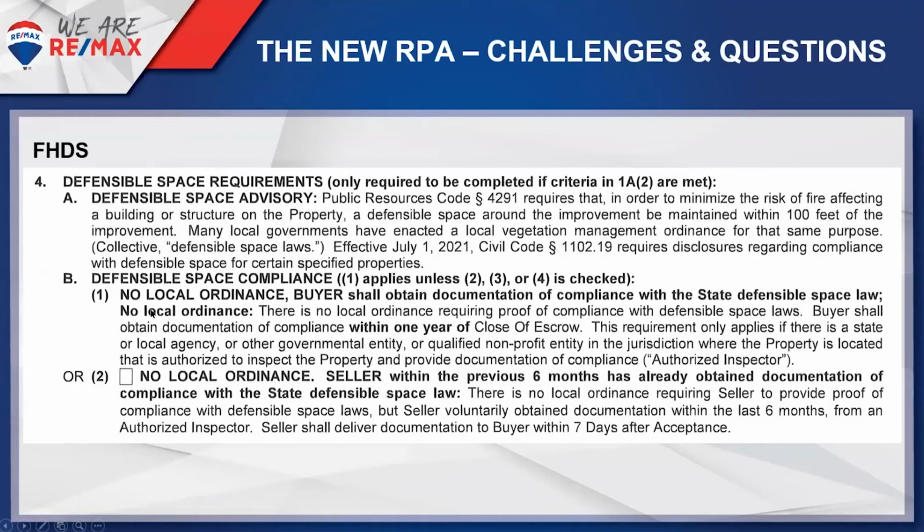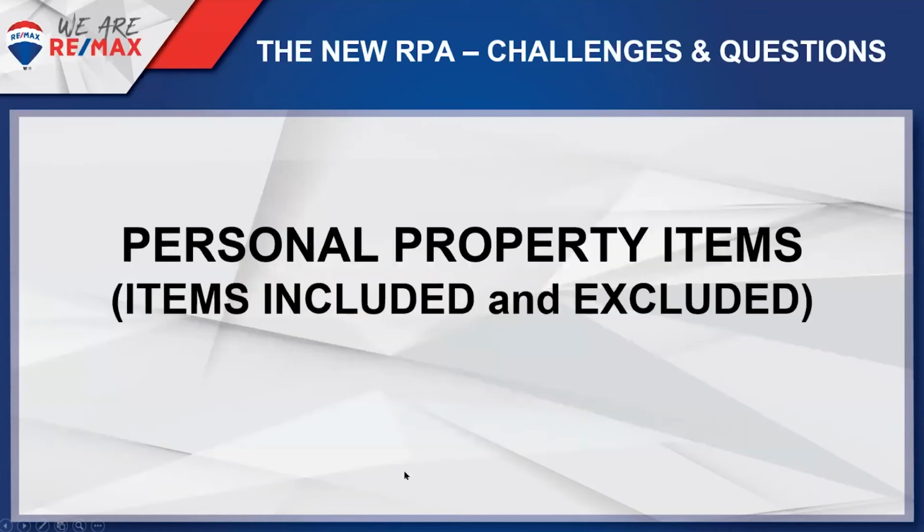But in general, you're comfortable providing the FHDS, and the B1 box, which is the boilerplate box, is the one that applies, and you don't need to check box 2 through 4. Any questions on that? I've talked about it a few times. I still get questions. Wanted to take one more opportunity to tell you not to worry about it.